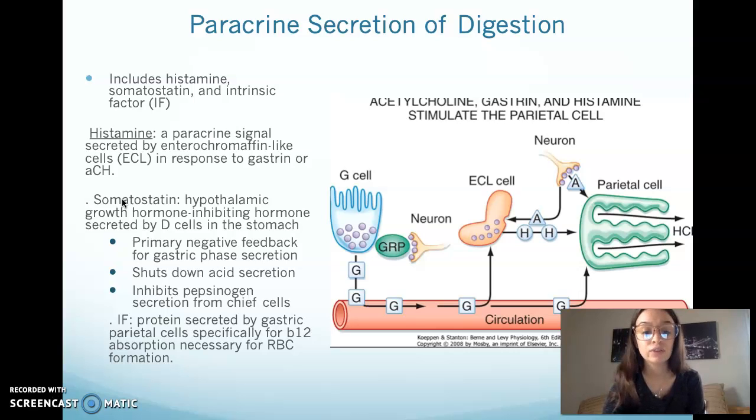And then the intrinsic factor is a protein secreted by parietal cells, specifically for B12 absorption, necessary for red blood cell formation. If we lack any one of these, paracrine or even the gastric juices or the enzymes, digestion in the gastric phase would not be as efficient. An example of that is the intrinsic factor. If we lacked intrinsic factor, it could lead to pathology such as pernicious anemia, and we're unable to form red blood cells.